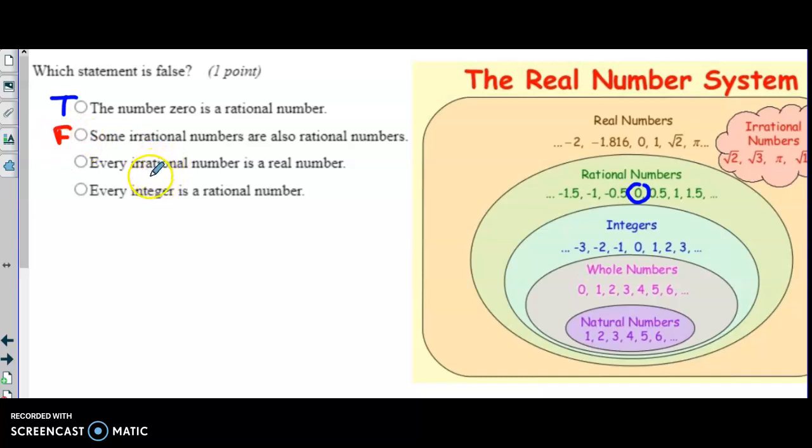We can go ahead and look at the rest of these though. Every irrational number is a real number. That's true because it's inside this real number square. And then every integer is a rational number. Well, an integer is here and rational is here. Every integer is a rational number. So that's also true.